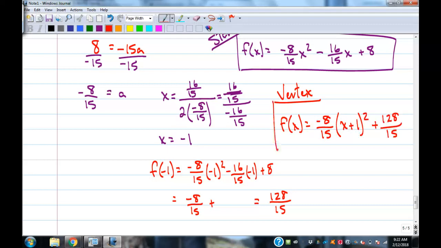Thank you. And there we have vertex form. We got all 3 forms out of that. And notice I've changed that to plus 1 because it was a negative.